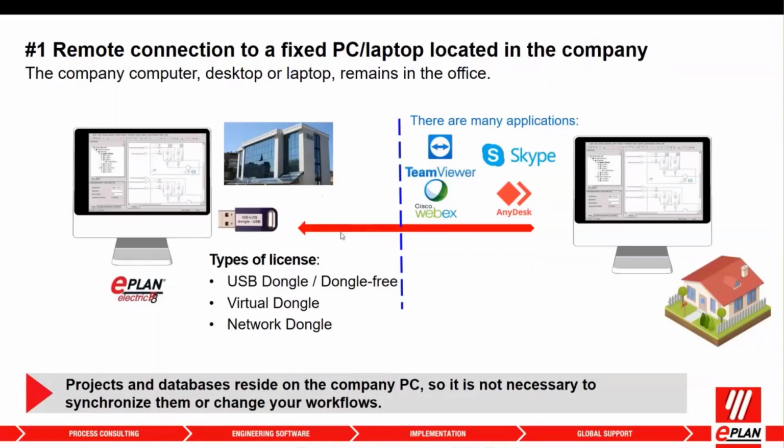Now, it doesn't matter if you have a USB dongle license or virtual dongle. It's all going to reside at the PC at your office, and you're just going to remotely graphically control your PC from home. Projects and database reside in the company PC. You don't have to synchronize. You don't have to change your workflows. Everything remains the same. All you have to do is to set up your VNC.